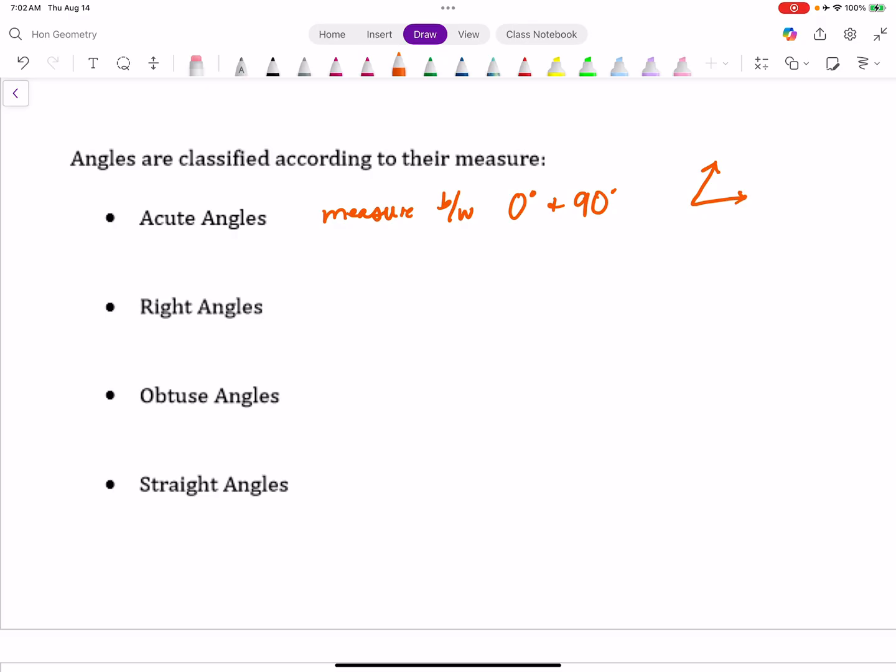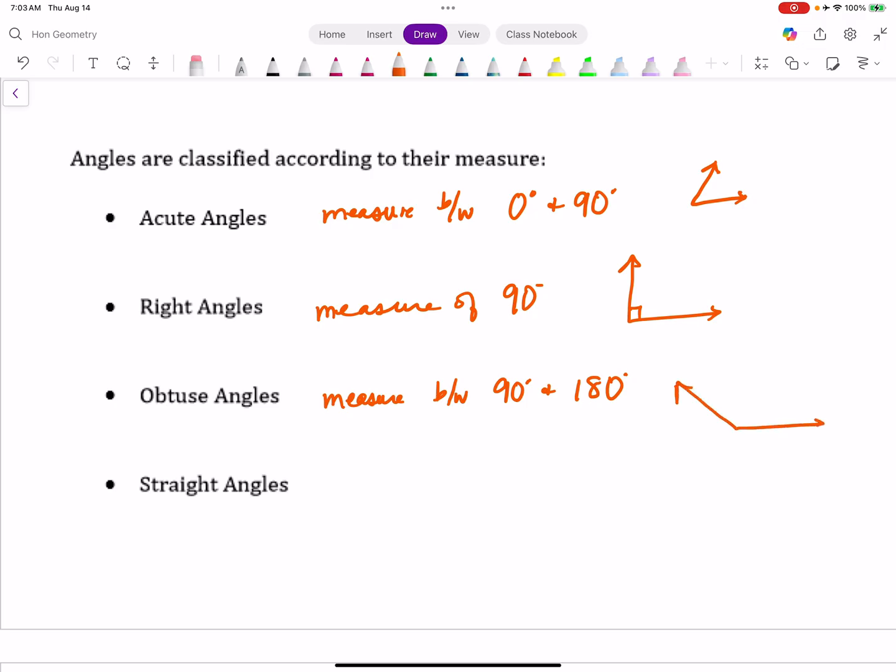So a right angle has a measure of 90 degrees, and when you draw a right angle, the little box lets everybody know it's a right angle. An obtuse angle has a measure between 90 degrees and 180 degrees. So, something like that.